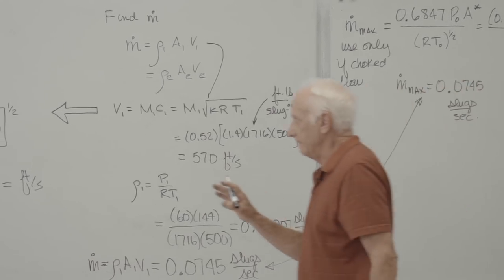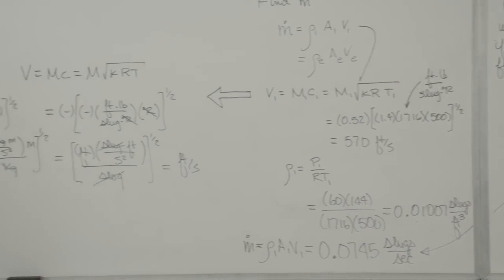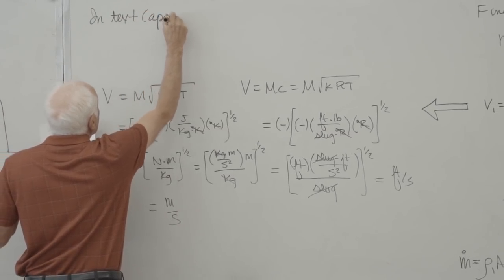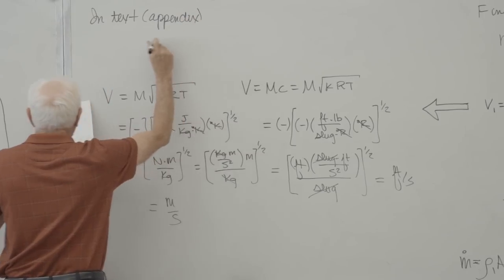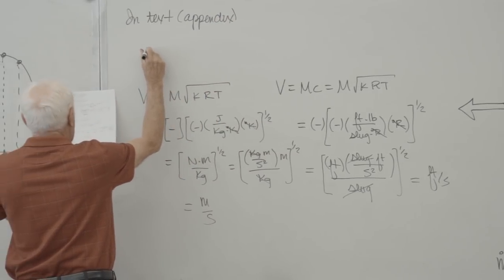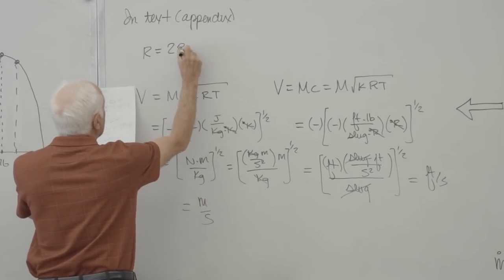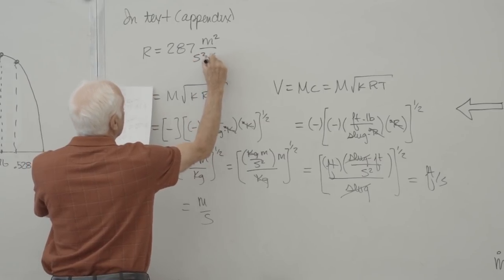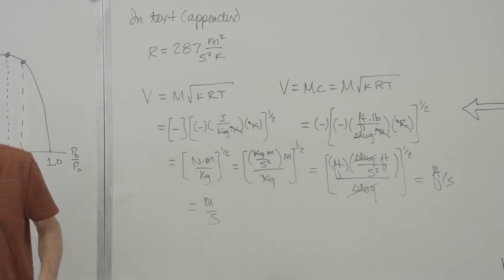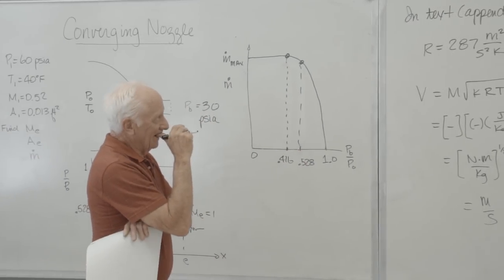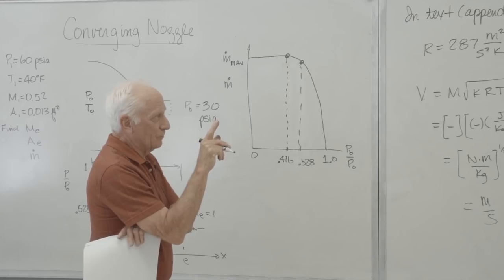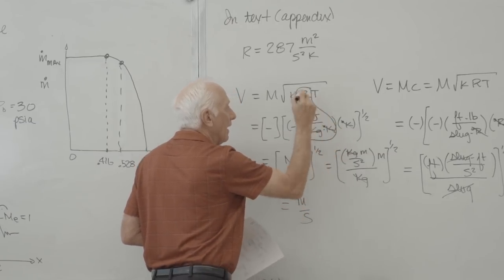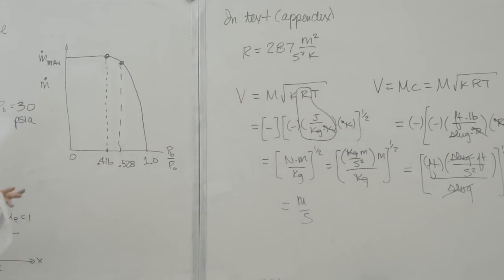Here's what the textbook has for the R value. In the appendix, he has R equal 287 meters squared per second squared degree Kelvin in the back of the book. That's what he has. I picked up two or three other textbooks. They always give R in joules per kilogram degree K. In thermal, that's very common.